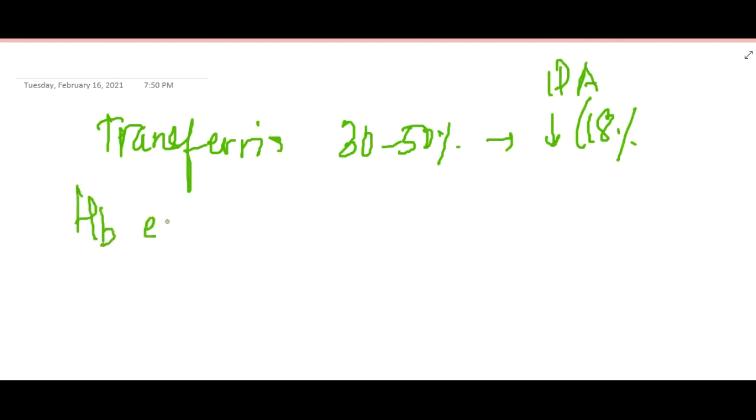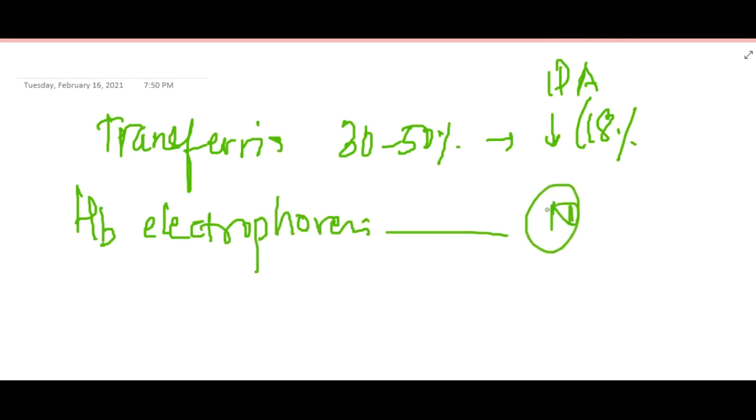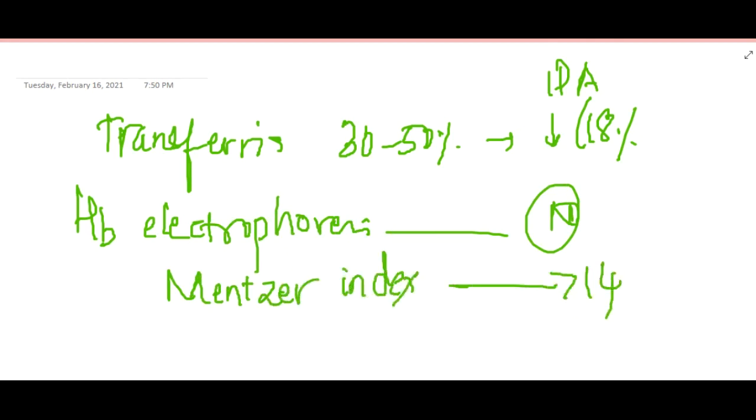Hemoglobin electrophoresis is normal in iron deficiency anemia, and Mentzer index is more than 14 in iron deficiency anemia.